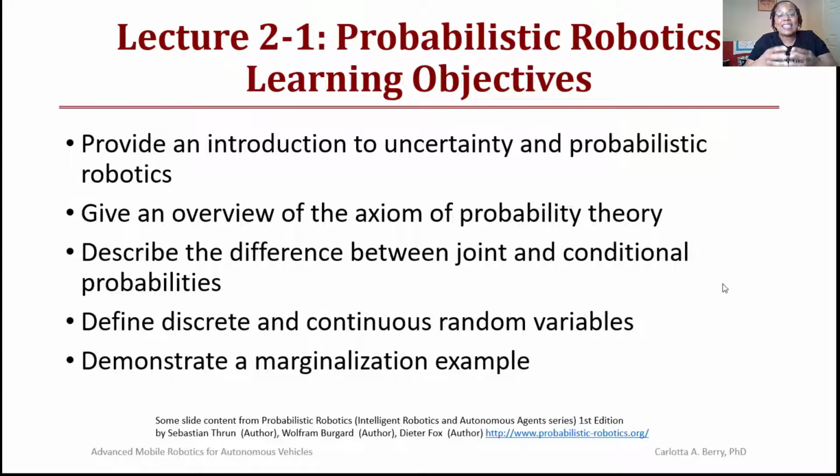example. As this entire course is built upon some work done by Wolfram Burgard, Dieter Fox, and Sebastian Thrun as part of their Probabilistic Robotics textbook, Intelligent Robotics and Autonomous Agents, as well as the course, and you can Google to learn more about their work.